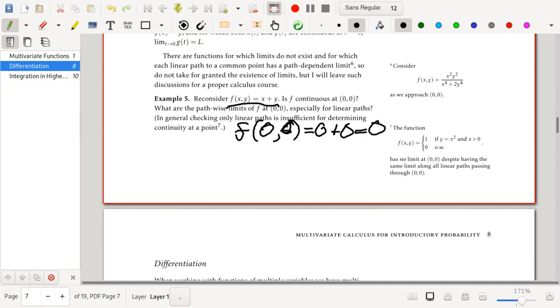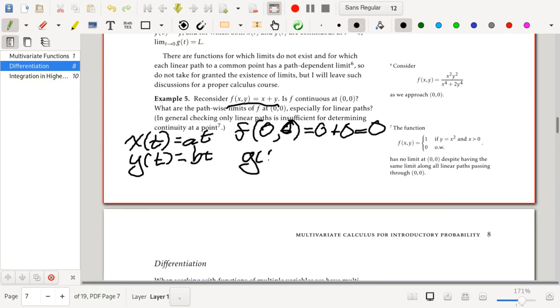So if we look at the limit of this function as it approaches (0, 0), it should also be 0. Maybe what we could do is just check linear paths, and see what happens with them. So we need a linear path that's going to (0, 0). We'll say x(t) = at and y(t) = bt. These are linear paths that pass through (0, 0).